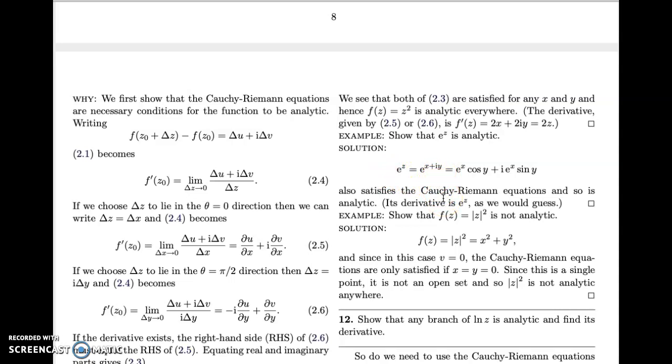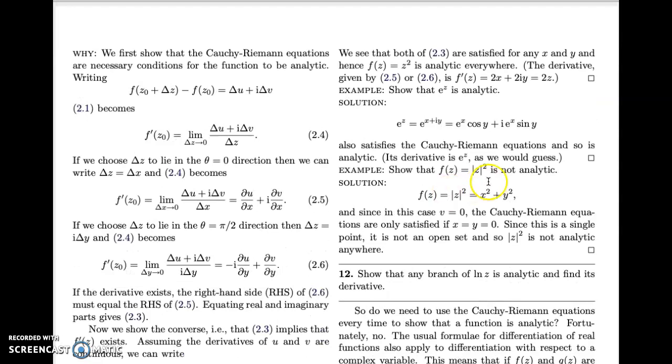Right, so final example, let's look at something which is not analytic. So the function f of z equals mod z squared is not an analytic function. Well, why? Easy to see. If we work out what this is in terms of real and imaginary parts, well, the modulus of z squared is of course x squared plus y squared. So we've got u equals this and v equals 0.